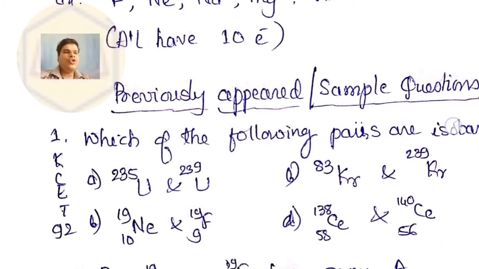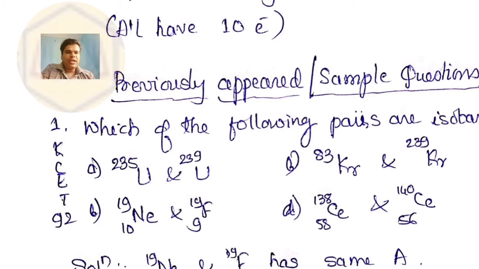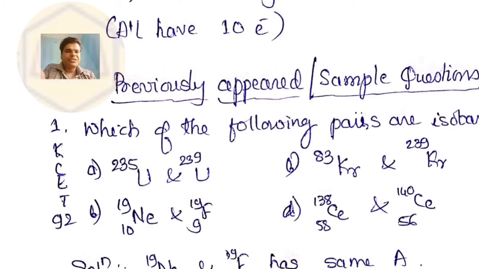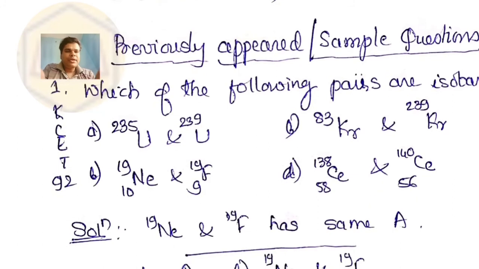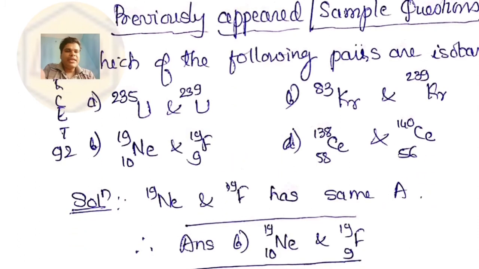We know isobars mean they should have the same mass number, this we know. So this is 235, 239. In fact these two are isotopes. They have asked which are isobars, but we can try working out what relationship exists between them. These are isotopes, right? So here if you look, both have the same mass number. This is neon 19, this is F19. So therefore they have the same A, which means this should be isobar. So this should be the answer, right?